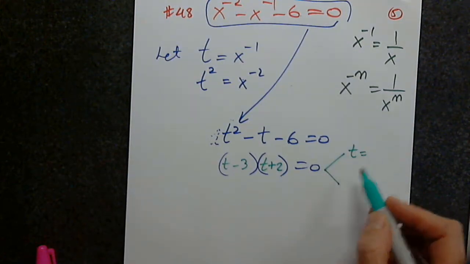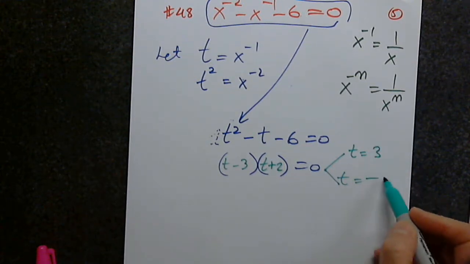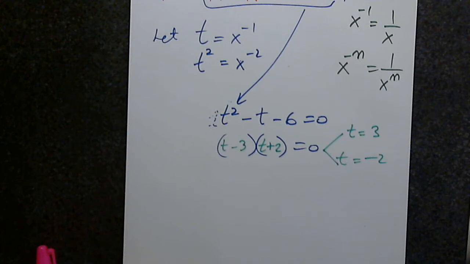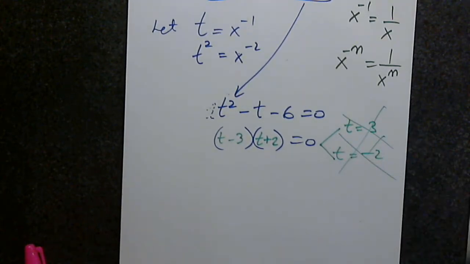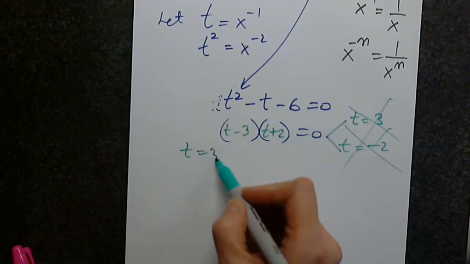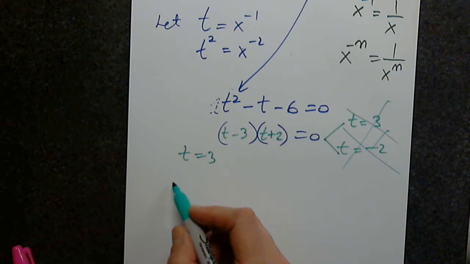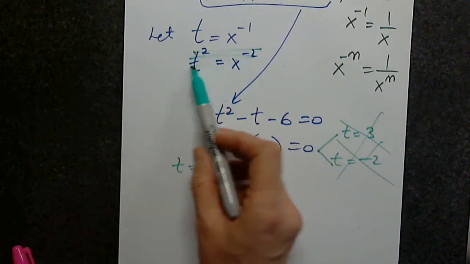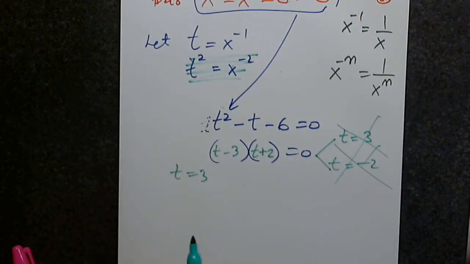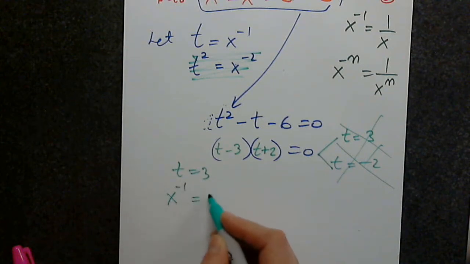So there are 2 options for t. T equals? 3 and negative 2. Awesome. However, again, I'm just making a point, just a refresher for you. This is not what I'm solving. The first equation, t equals 3, really represents, I have to replace t. I'm not using this. What do I replace t by? X to negative 1. Very good.